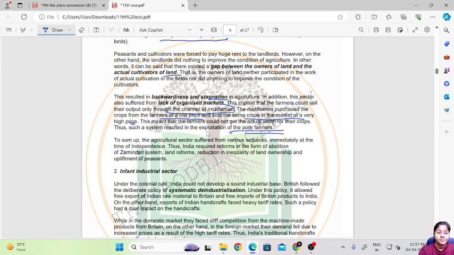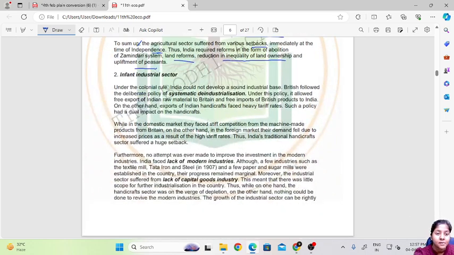Now, to sum up, the agriculture sector suffered from various setbacks immediately at the time of independence. Thus, India required reforms in the form of abolition of the zamindari system, land reforms, reduction in inequality of land ownership, and upliftment of peasants. Then, the infant industrial sector.